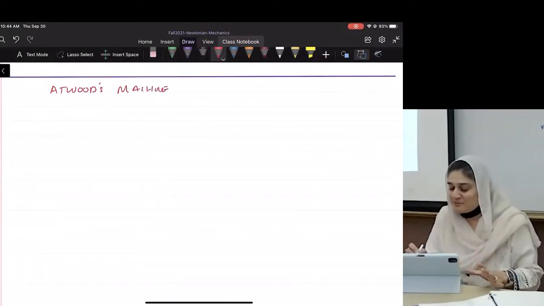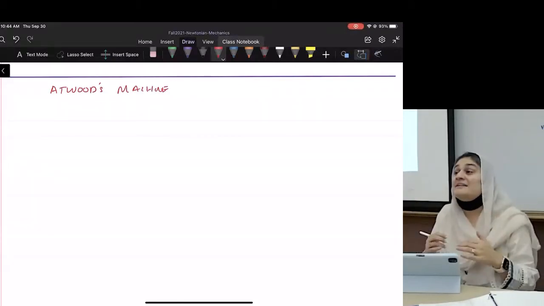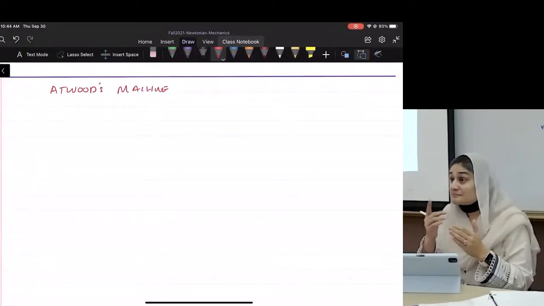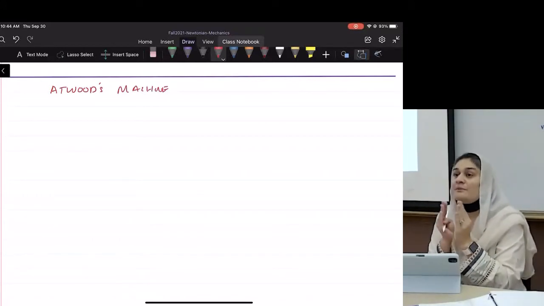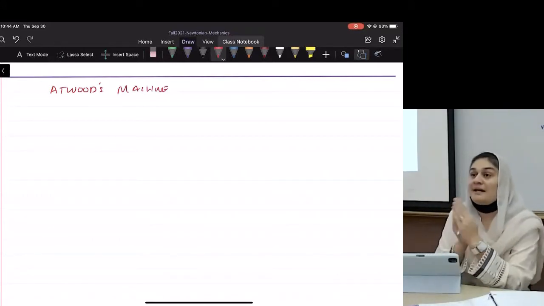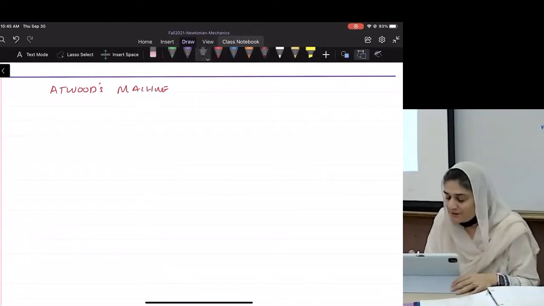So what is an Atwood's machine? Good. And we've done it in intro 1, right? And we did it only using the Newtonian way. So now we're also going to add on Lagrangian and Hamiltonian. So let's do the simple one first.